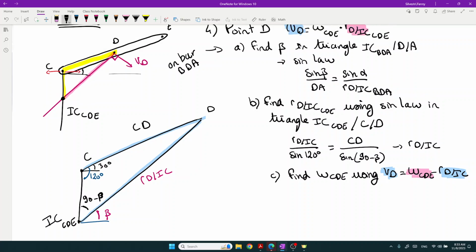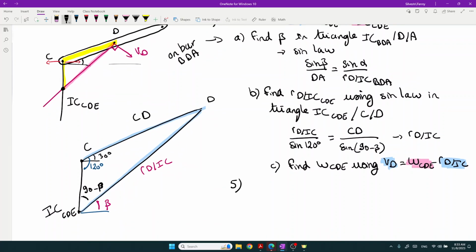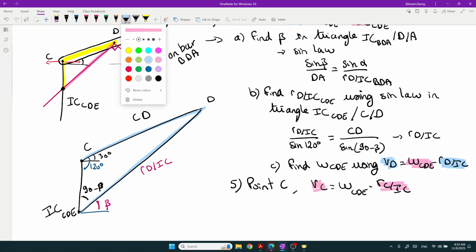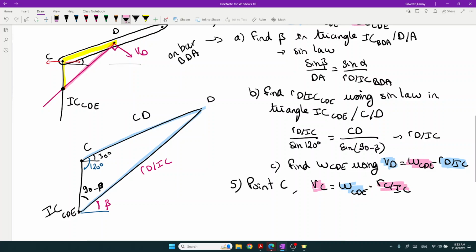Let's go to the point C. So point C is step number 5. Point C, sorry. The formula will be VC equals omega CDE times RC about IC. We don't know RC about IC. We don't know VC. The only thing that we know is omega CDE. So let's find RC about IC. RC about IC on our triangle is this distance. I think the easier thing to do is to find that angle, and we will need it later.